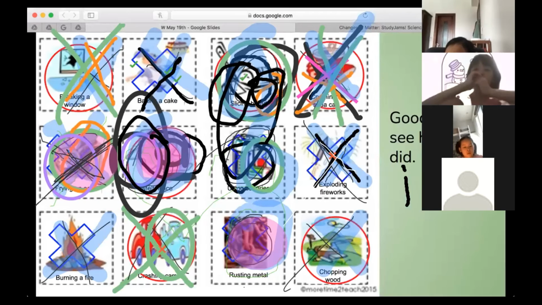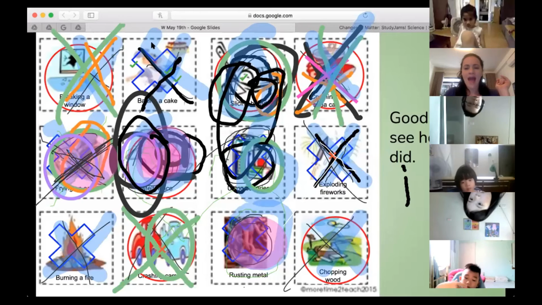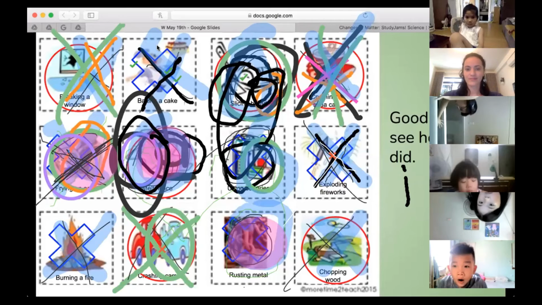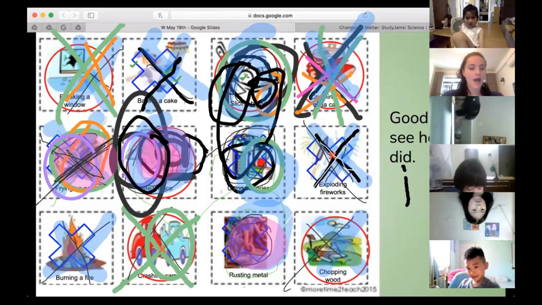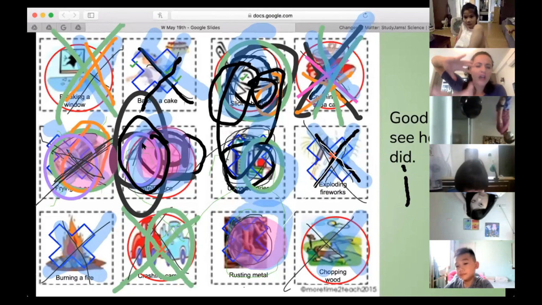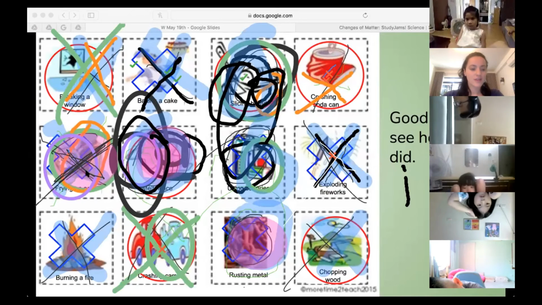See how you did? Okay. This one you got wrong. Crushing a can. It's still a can, it's just changing what? What happens when you crush a can? What changes? Let's hear from Banana. Banana, what happens when you crush a can? Shape. The shape. That is a physical change.